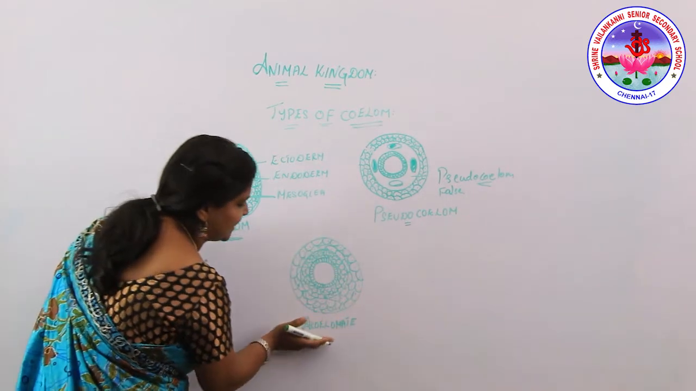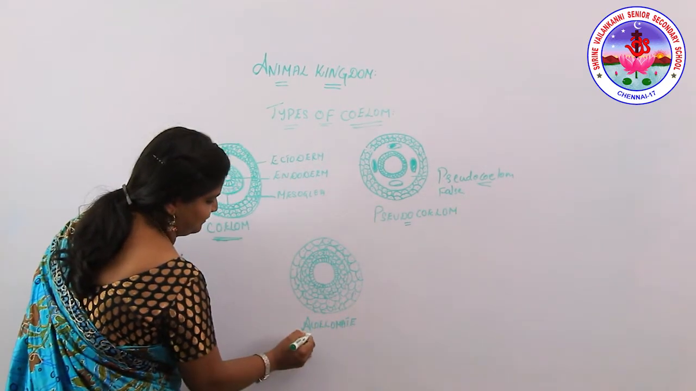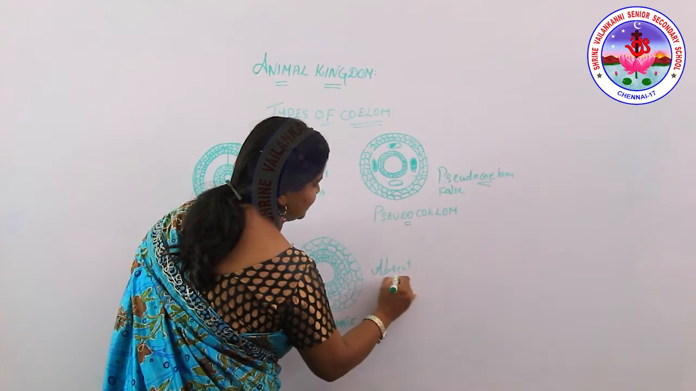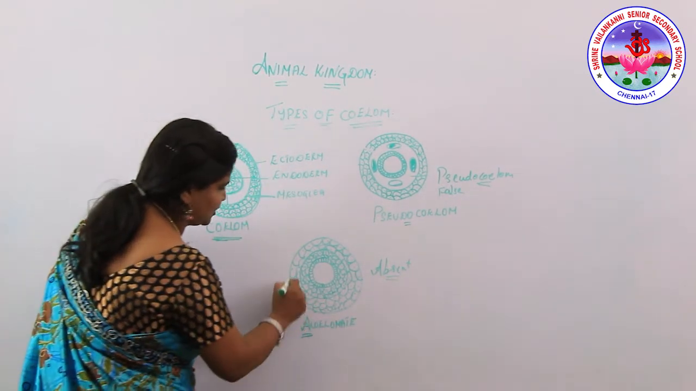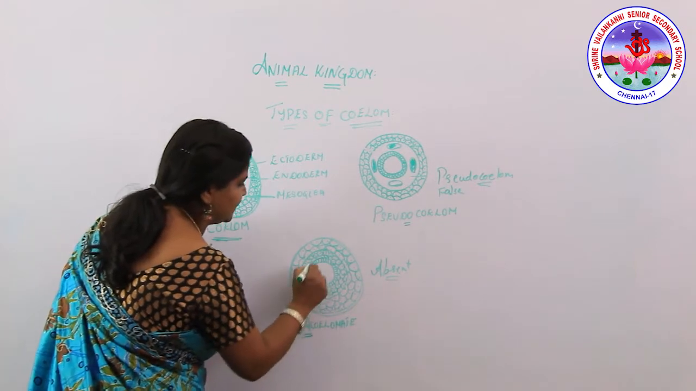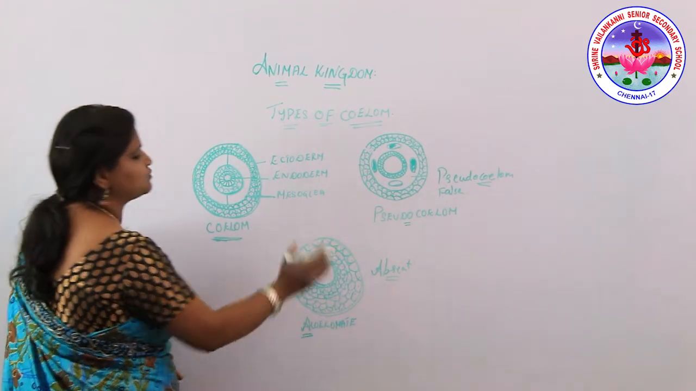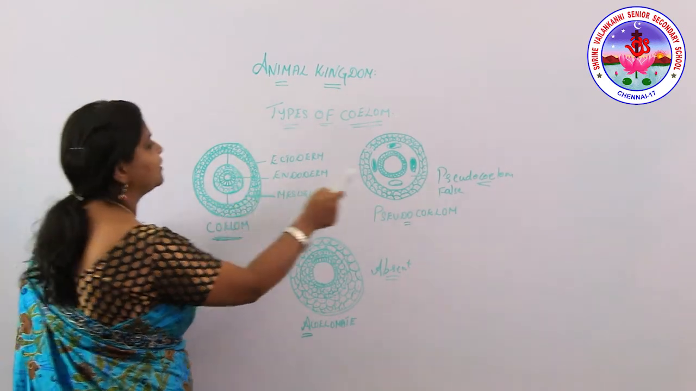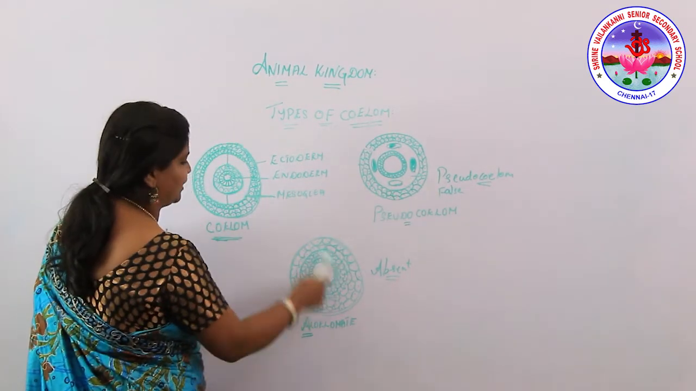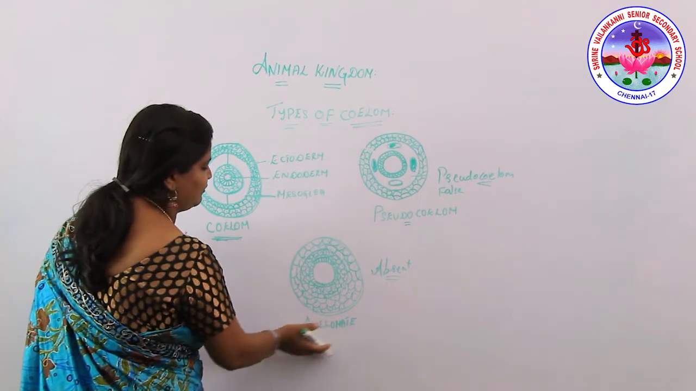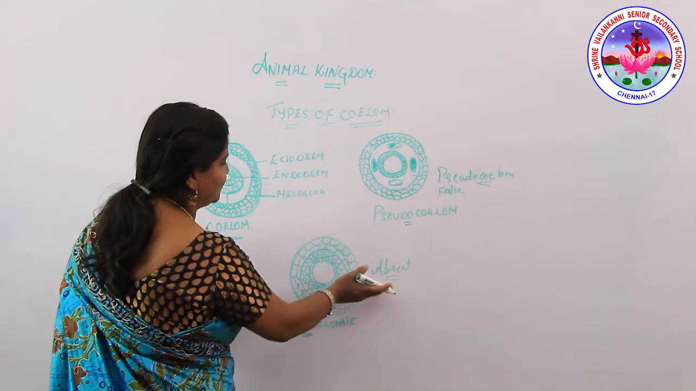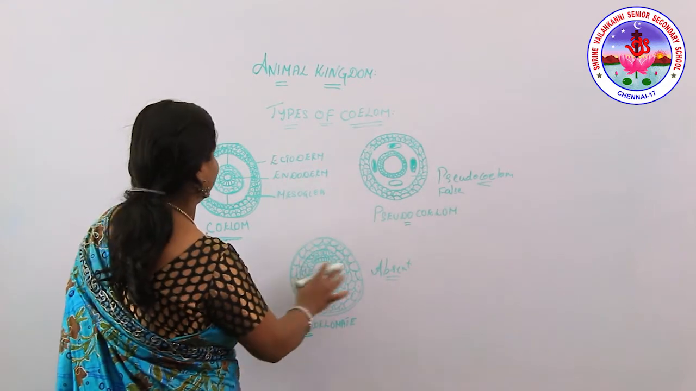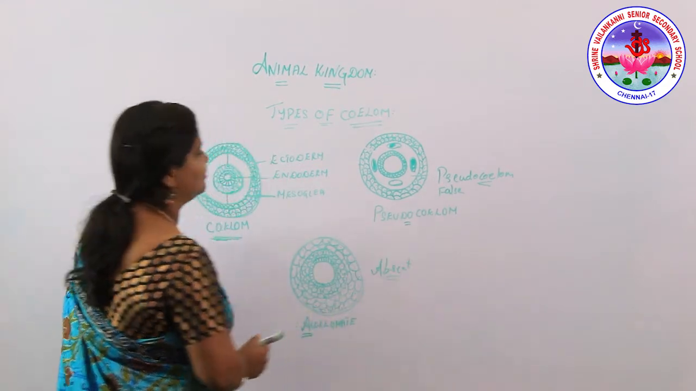The next one is acoelomate. A means absent. It has the outer layer and the inner layer, but there is no space in between. Here you can see the space, here you can see the space, but here you cannot see the space. So only this we call acoelomate, that is, the absence of the body cavity. That's all about coelom, pseudocoelom and acoelomate.